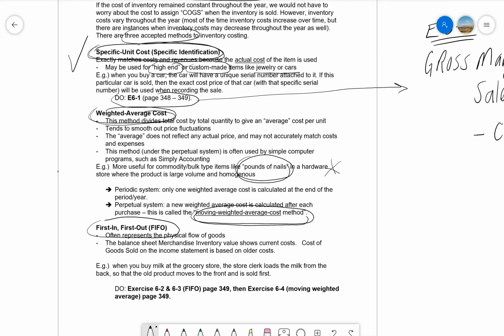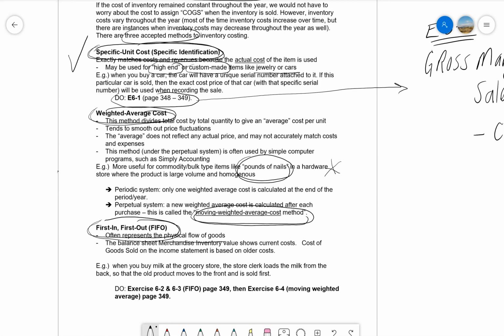Now, the third method is known as first in, first out. And this often represents the physical flow of goods. Think about going to a grocery store that sells a lot of perishable goods. When you go to the dairy aisle and you open the case to take some eggs or some milk, the inventory is being loaded from the back. They push all the old inventory to the front, and all the new inventory is at the back of that case. So the older inventory, what they bought first, is what they sell first.